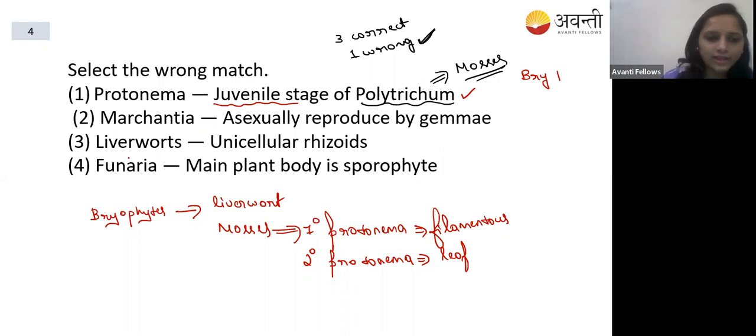Then coming to the second one, Marchantia. That is asexually reproduced by gemmae. That is correct, guys. Marchantia belongs to the liverwort.